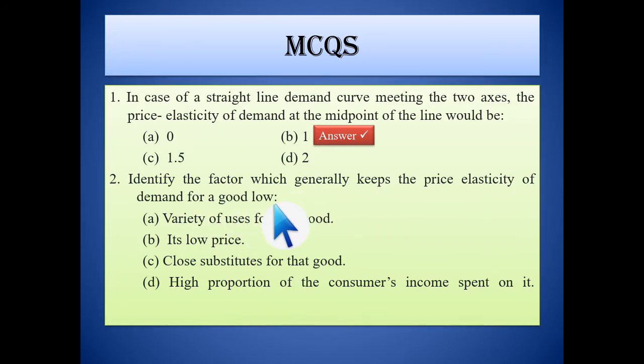Okay, so next is identify the factor which generally keeps the price elasticity of demand for a good low. Price elasticity of a good is low because of its low price. Why? Because its price is low, that means we are expending very less income for that. So even if its price increases by a small amount or large amount, it will not affect our income spending. Just I have discussed in the previous lecture what are the factors affecting elasticity. There I have mentioned that the good whose price is low is less elastic. Okay.